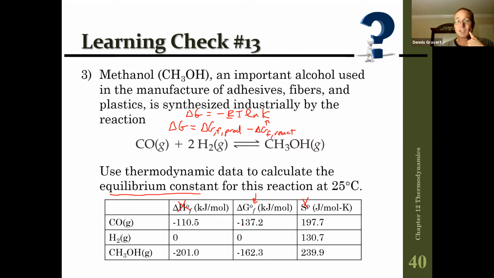So find your delta G from this middle column of data. Here's your product, there's your reactant. Don't forget about that 2 in the reactant side. Put it in the delta G up here. You know R and T, solve for the ln of K. You remember how to undo the ln?